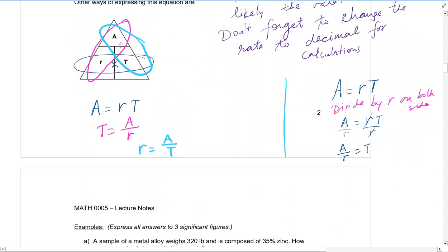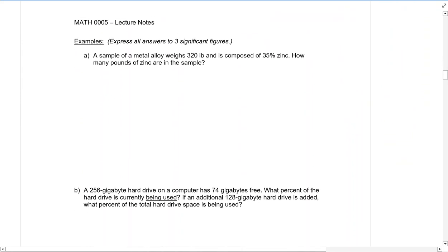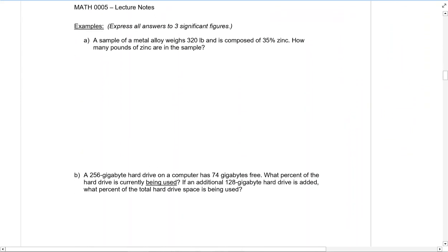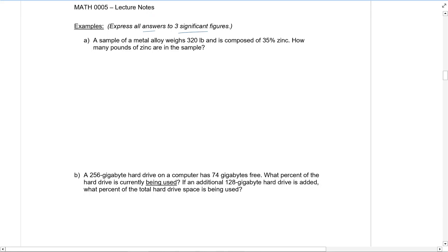Alright, so let's try to solve some problems. Before you look at my solution, how I solve these problems, I would recommend that you take a few minutes and try these problems on your own. So take some time, read the problem A and B, try to do it on your own, and then come back to the video. And we have to follow the instructions. On the top it says express all the answers to 3 sig figs. So we'll try to round our answers to 3 sig figs.